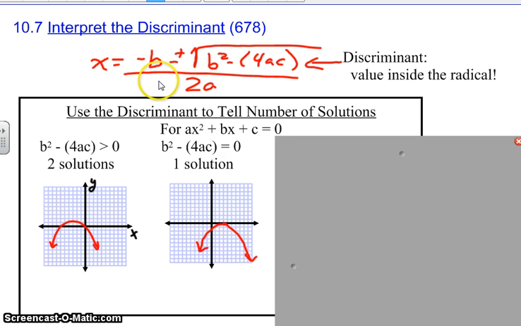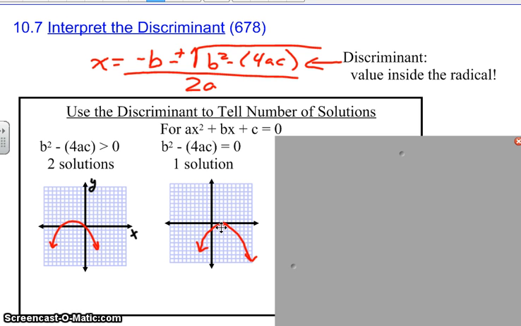You would have negative b plus or minus 0. It doesn't matter whether you're adding or subtracting 0. It just gives you one fraction, negative b over 2a. So you do have one place where this parabola is intersecting the x-axis.